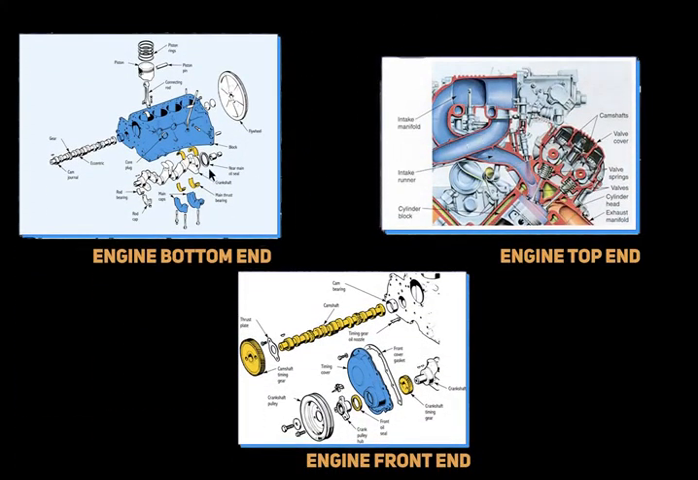To the top left here we have the engine bottom end, and this is referring to the block, crankshaft, connecting rods, pistons, and other related components. To the right of that, we have the engine top end, and this is referring to the cylinder heads, valves, camshaft, and other related components. To the bottom of that, we have the engine front end, and this operates the engine camshaft and sometimes the oil pump, distributor, and the engine sensors.